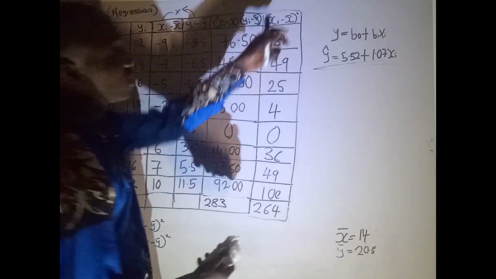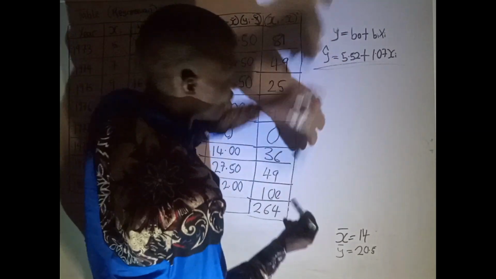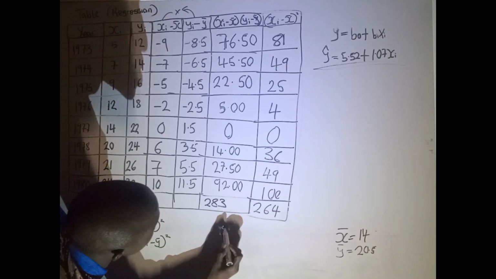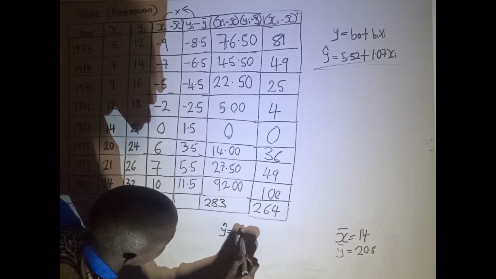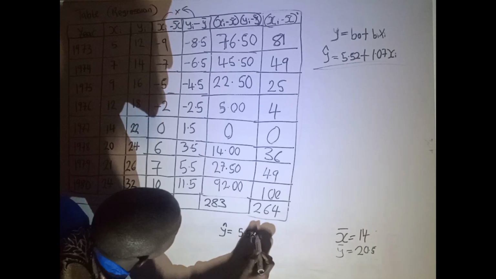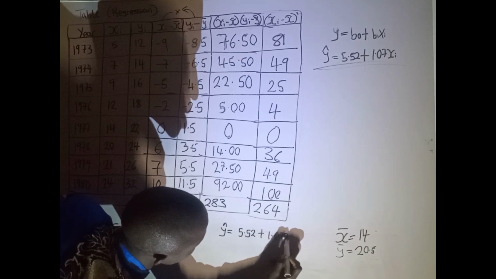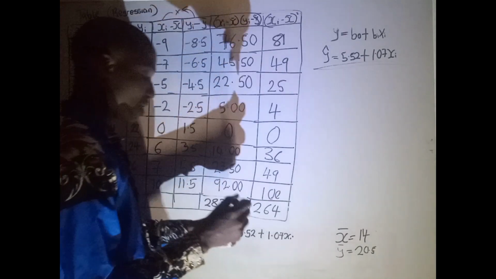This is the equation that we got. Let me write the equation here. This is the equation of the regression line: predicted value of y equals 5.52 plus 1.07 xi. Now this is the equation. Now I can erase this.